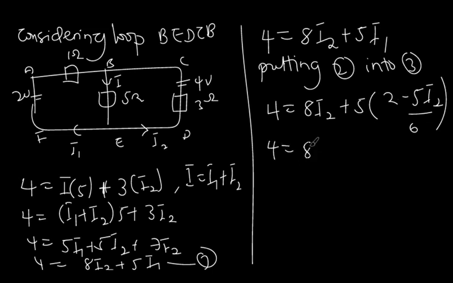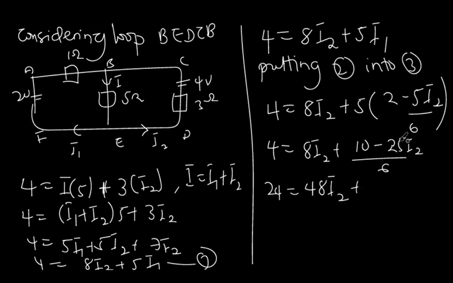Okay, so if we use the 5 to multiply everything over here, we get 4 is equal to 8I2 plus 10 minus 5 times 5 will give us 25I2 divided by 6. So let's multiply through with the LCM, which is 6, to get rid of the fraction over here. So 6 times 4 will give us 24 is equal to 6 times 8 will give us 48I2. Now plus 6 times the whole of this fraction will still give us 10 minus 25I2.